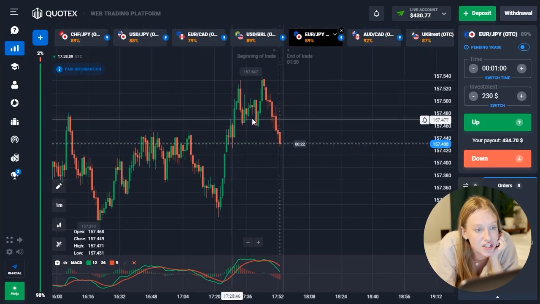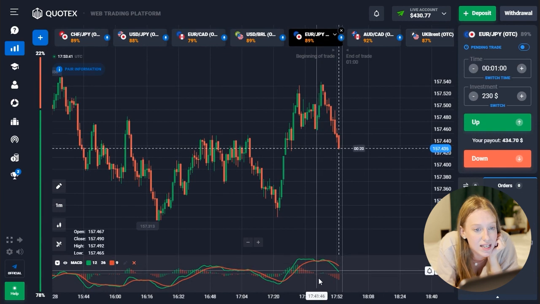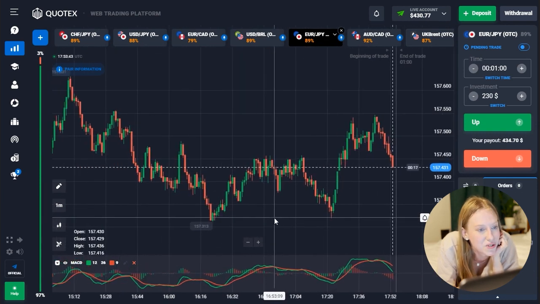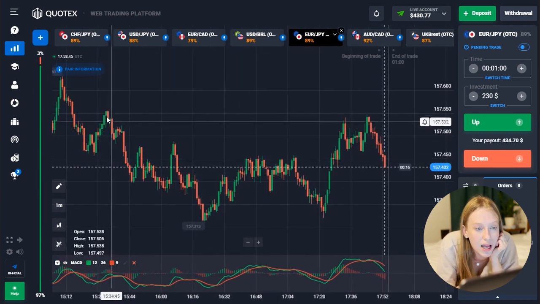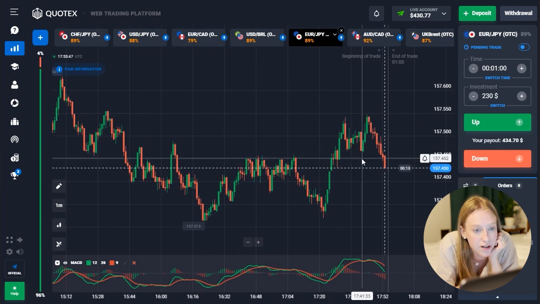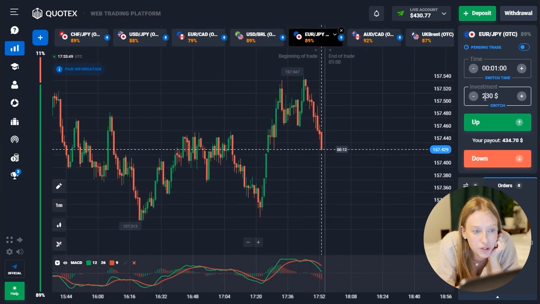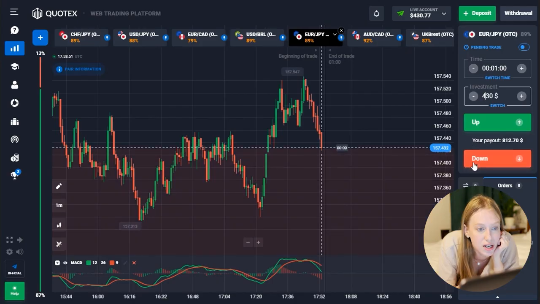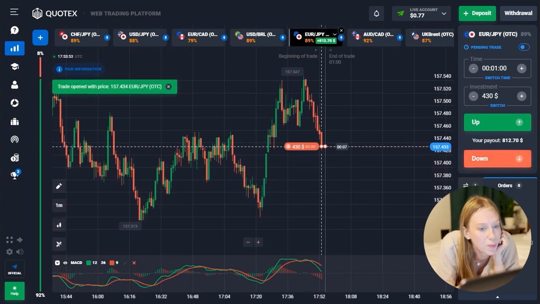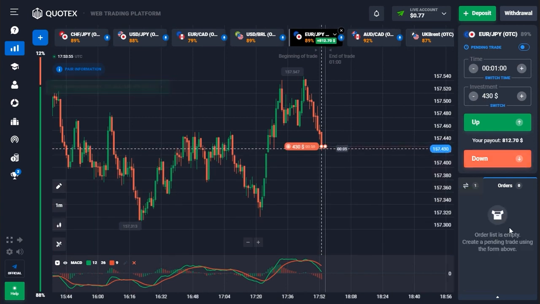The price touched this level and bounced down twice, and now the price has started to move down. I think we have formed a double top figure. The entry point is also supported by the MACD indicator. The volume is increasing and the moving averages are crossing. I will open the trade down for 1 minute.